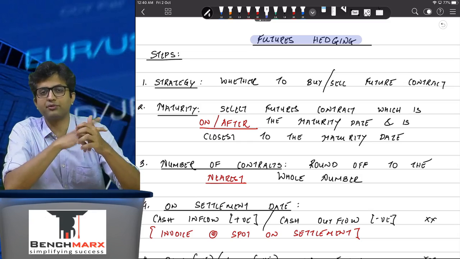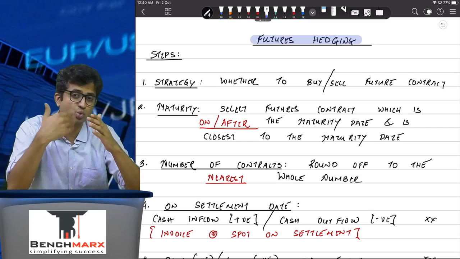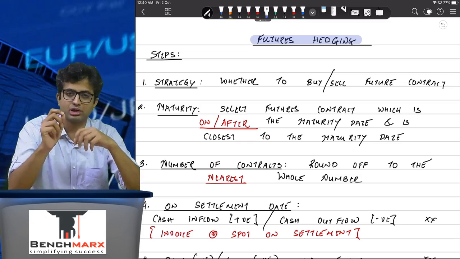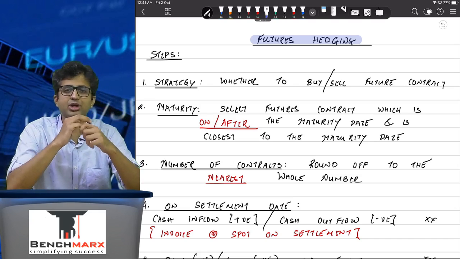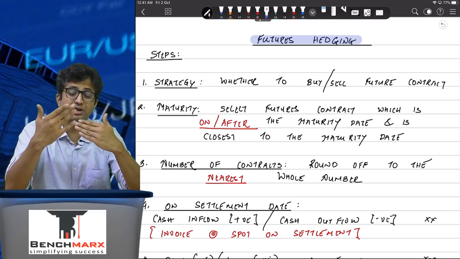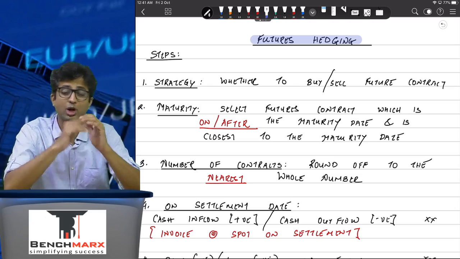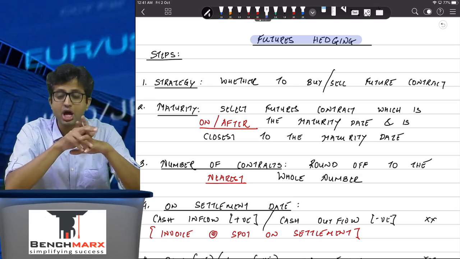What is the difference between a forward and the future? Well, a forward is one-to-one contact with the bank. A future is exchange traded. A forward does not have liquidity, cannot be traded. A future can very well be traded. The counterparty is the exchange over here.